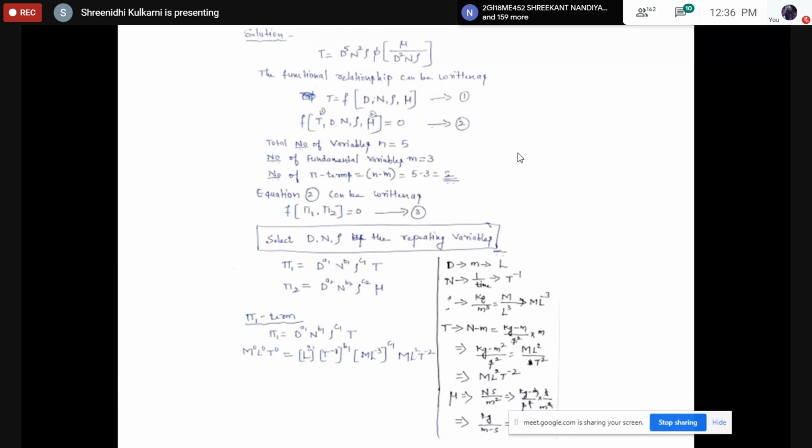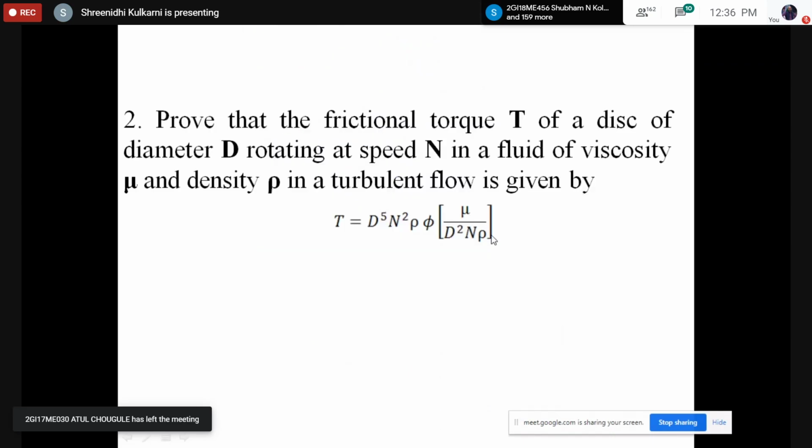In that first equation, is it mu upon d square n p or n rho, sir? It is not the first equation. Whatever this is, we have to prove this one. No, sir. In the denominator, that is d square n rho, or is it p? No, rho. It is rho, see. Density. Yes, sir.